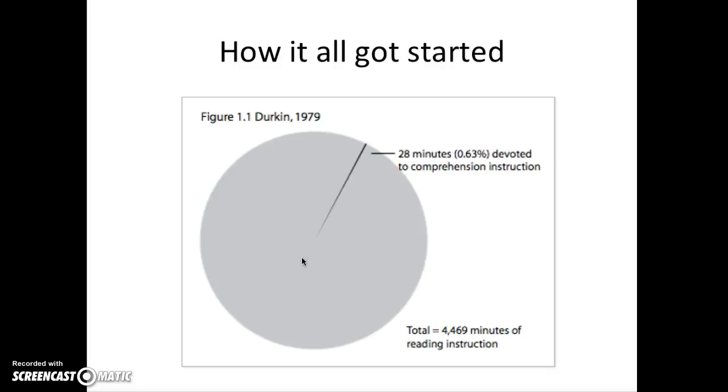Right? So you think about things like strategy instruction, modeling, craft lessons. That's what she means by comprehension instruction. So you can see in the 4,500 minutes of reading instruction that she observed, she coded only 28 minutes, that's less than 1%, where the teacher was actually teaching kids how to comprehend texts. And this was sort of like this landmark study that exposed a set of teaching practices that didn't really involve teaching.